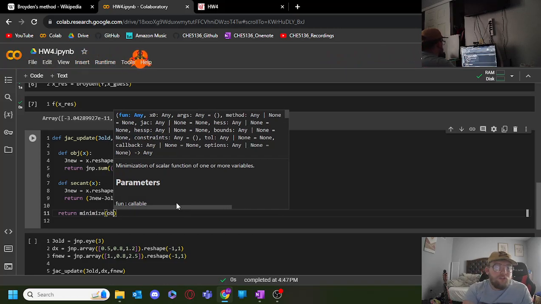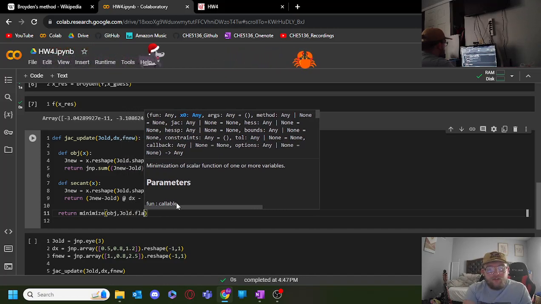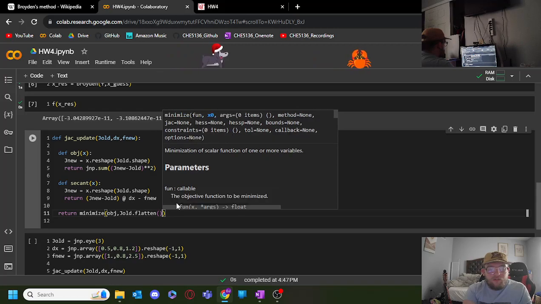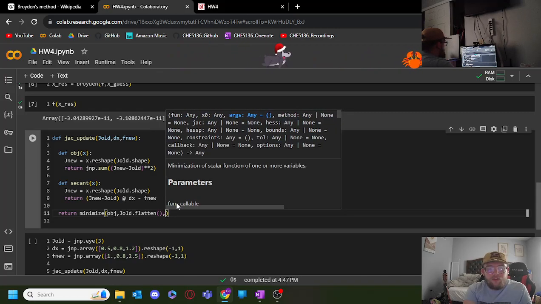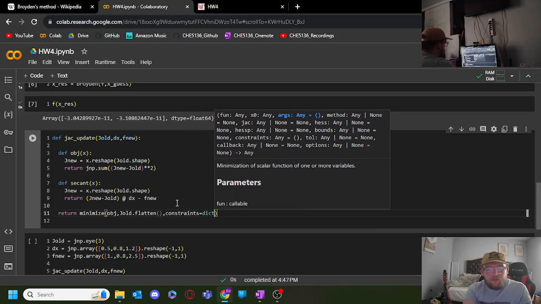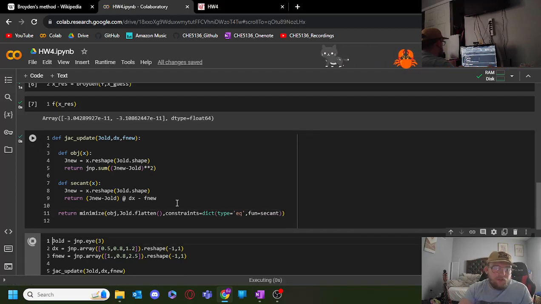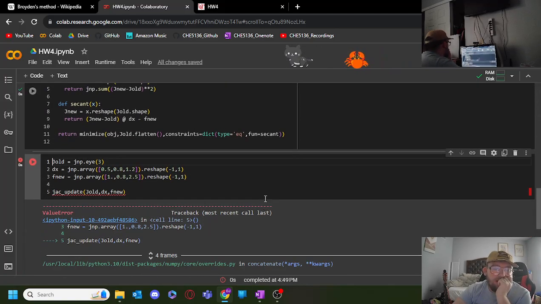Minimize our function. We want to minimize the objective. Our x naught, let's just do jold.flatten. Method, and then the only thing I'd add now is constraints. Dict type will be equation with the function being our secant. Run this, and we got an error.